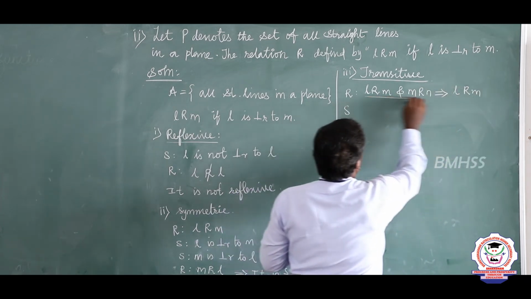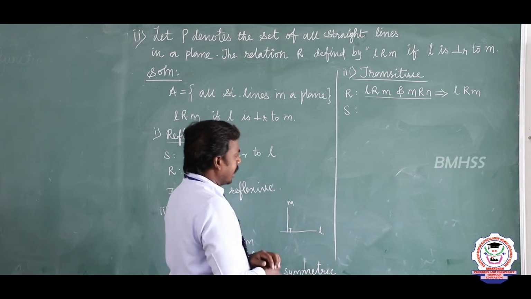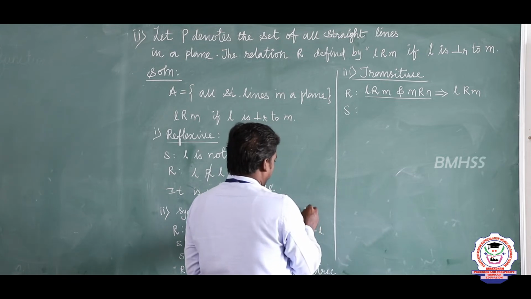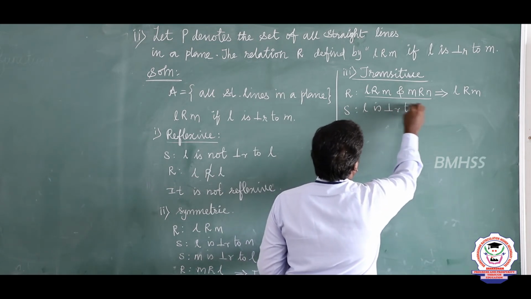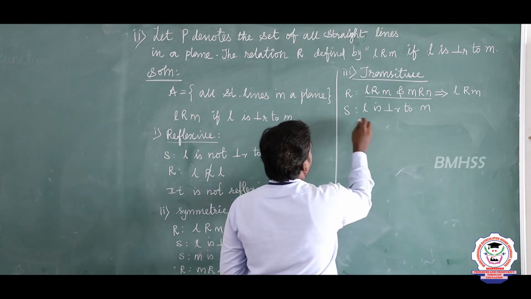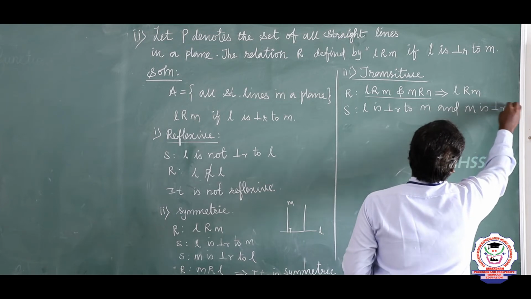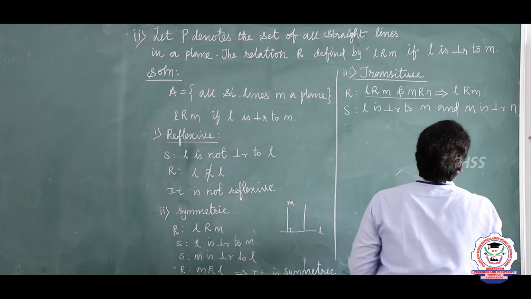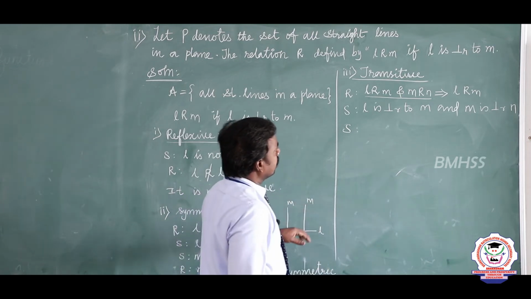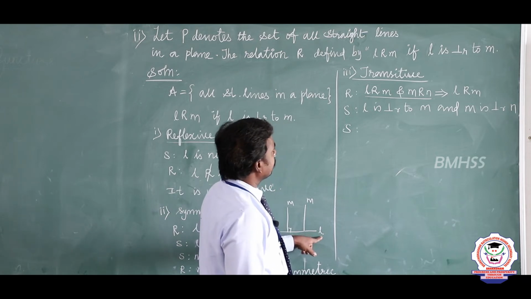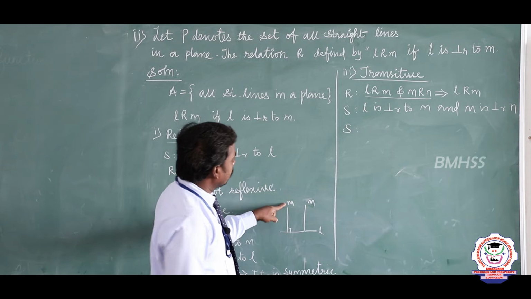In the statement, first, these two relations I am going to write. L is perpendicular to M. At the same time, M is perpendicular to N. L is perpendicular to M and M is perpendicular to N. And finally, so this is M, N. Now you check L. Now this is L, M. L is perpendicular to M and M is perpendicular to N.